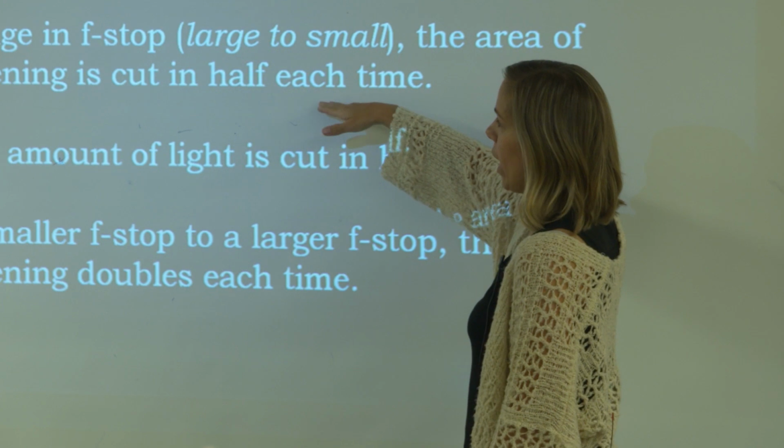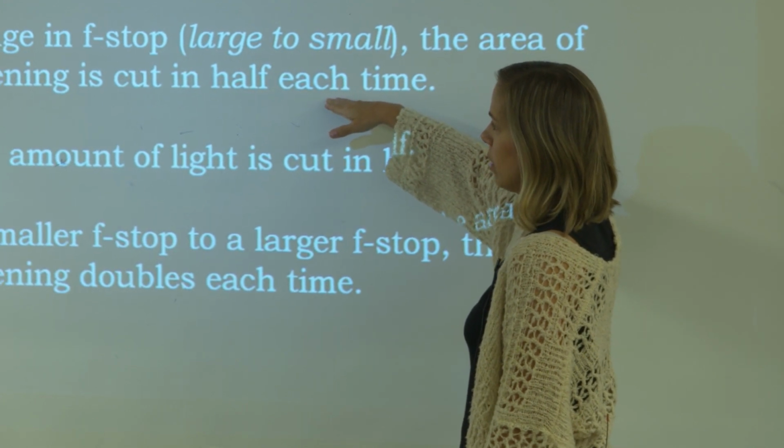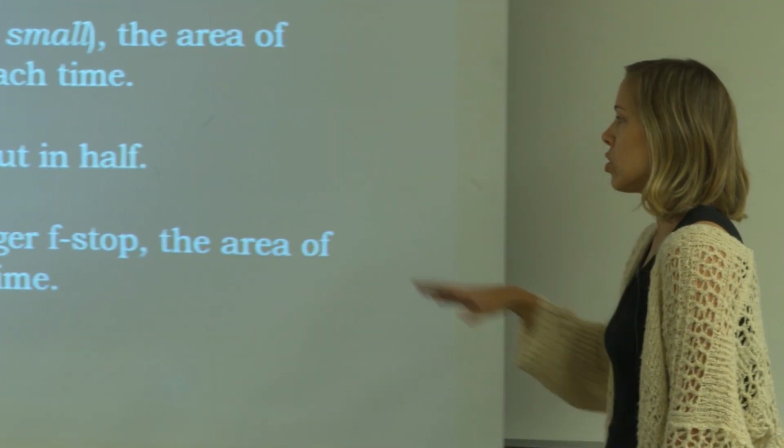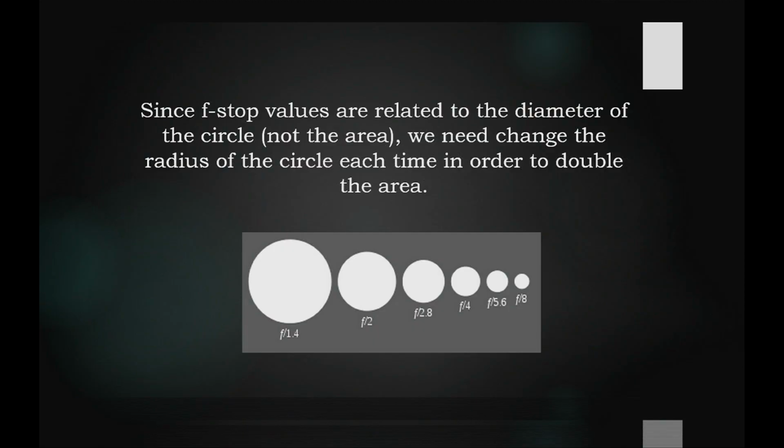So when that area is cut in half, so is the amount of light. So going the other way, then it's going to double. Okay, so here's a good example. Going from f8 to f5.6, the area of these circular openings are doubling each time.